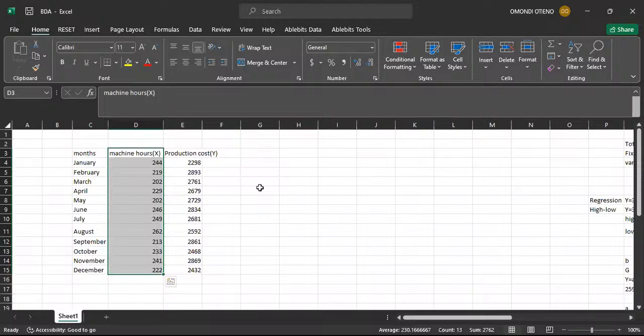Good. So that's all you need. That's all which was required for the High-Low method, still under review.